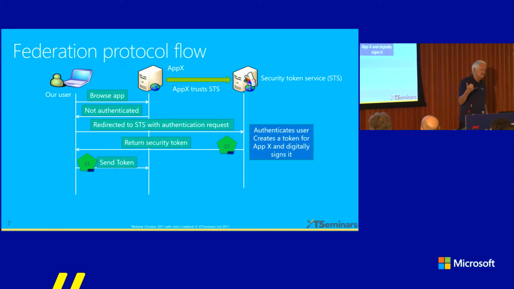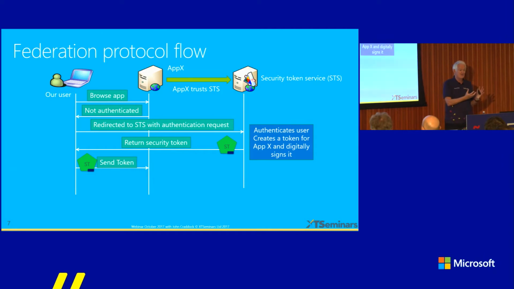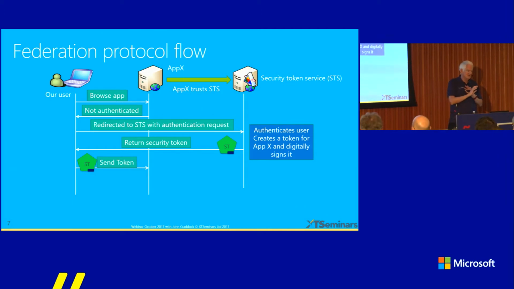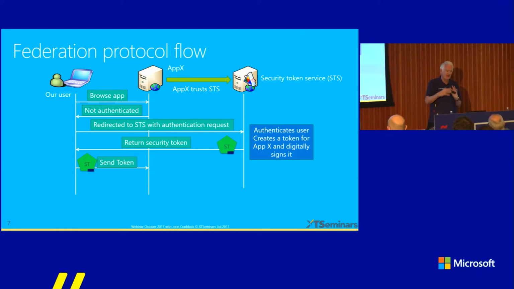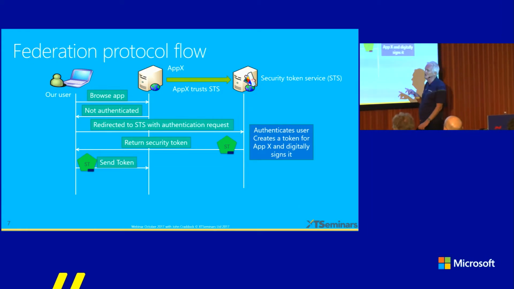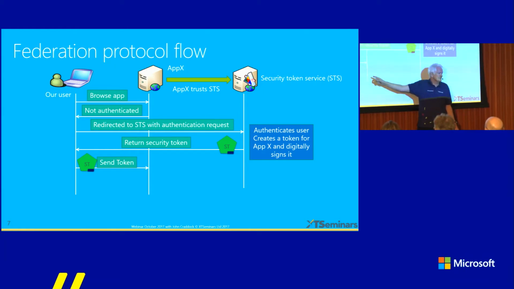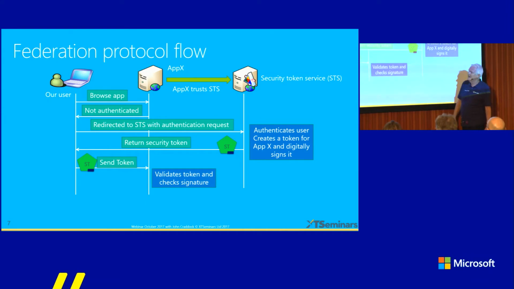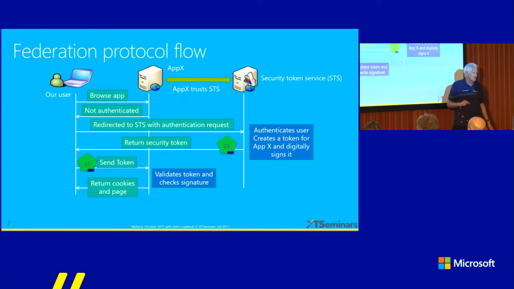The first question to ask is, is it for me? There's an audience on there. If it's not for that app, it should reject it. But it's all down to the security around things. An app should not consume a token that is not for it. And the next thing it will do is check timestamps, and then check a signature. And the trust is between this guy and this guy, and it's about trusting that signature. So we validate the token, check the signature, and return cookies and a page.